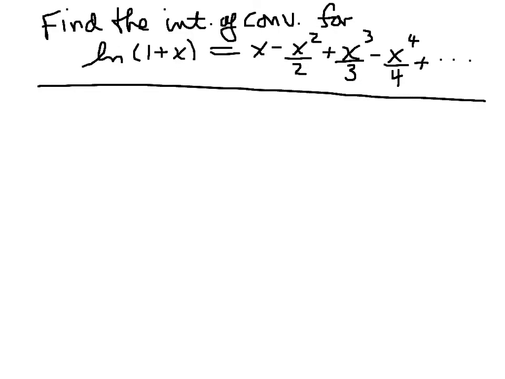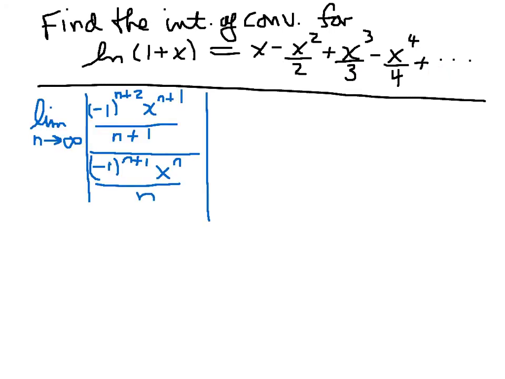So what we want to go through here is finding the interval of convergence for the function ln of 1 plus x, whose power series, Maclaurin series, looks like this. Okay, so we'll do some work and get you caught up. Here's what the ratio test tells us. We have the limit as n approaches infinity of the n plus first term over the nth term. We want this to be less than 1, and we're asking for the values of x which make it so.